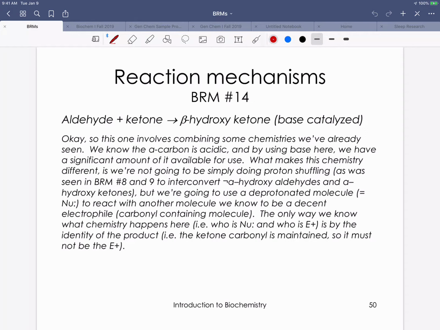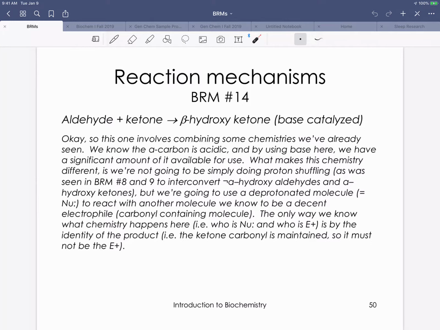So reaction mechanism 14 involves combining some chemistries that we've already seen. So we're going to talk about the fact that the alpha carbon is acidic, and we learned about that in reaction mechanisms 8 and 9. And again, in 8 and 9, what we did is we deprotonated the alpha carbon's hydrogen, but because there was an alpha hydroxy group, that allowed us to sort of interconvert the alpha hydroxy aldehydes and alpha hydroxy ketones.